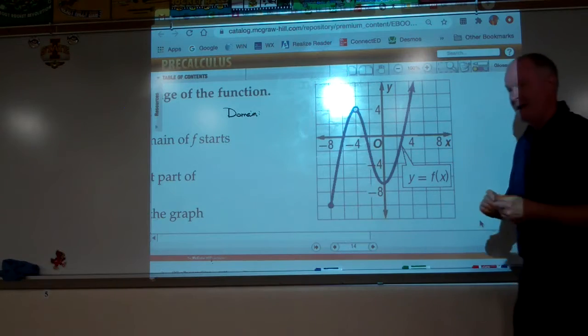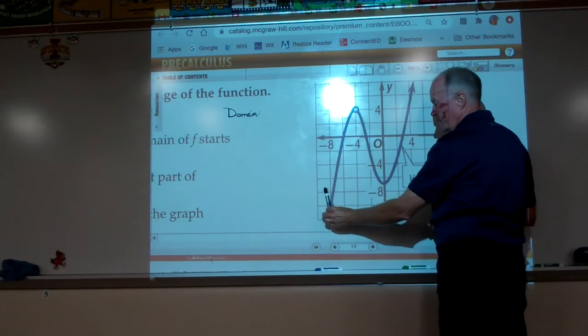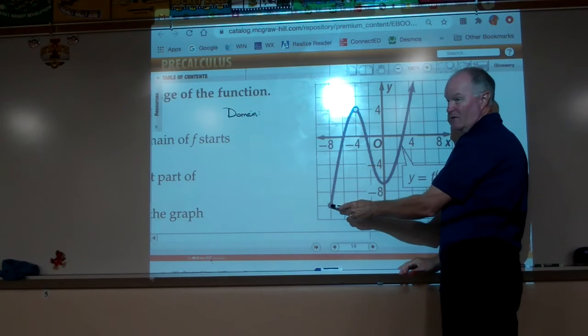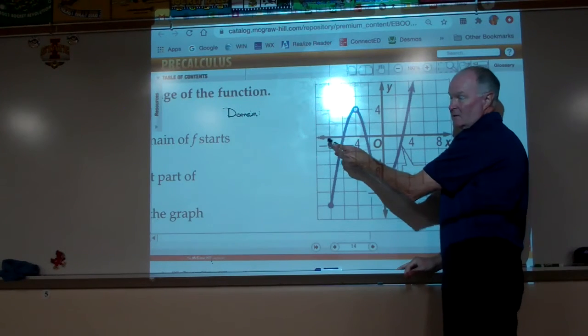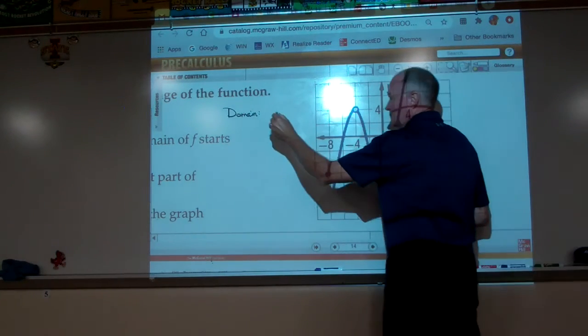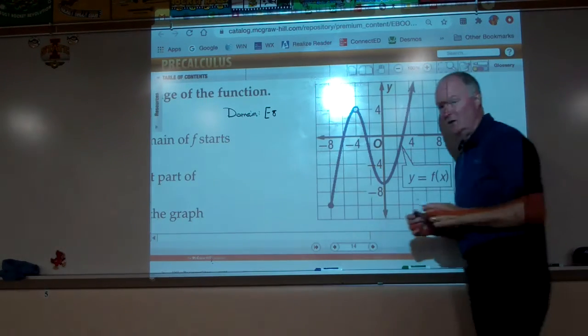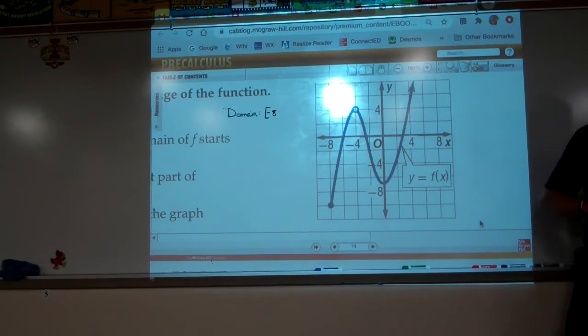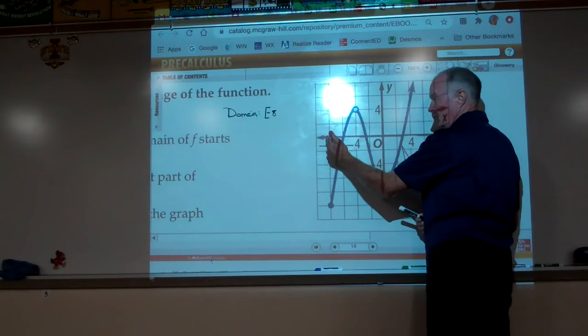So I'm going to start on the left. And I'm going to go till I hit something. I hit something right there. That's a solid dot at x equals -8. So that means I'm going to start at -8, and it's going to include it. Going to include -8. So that's one of the x's I've got.